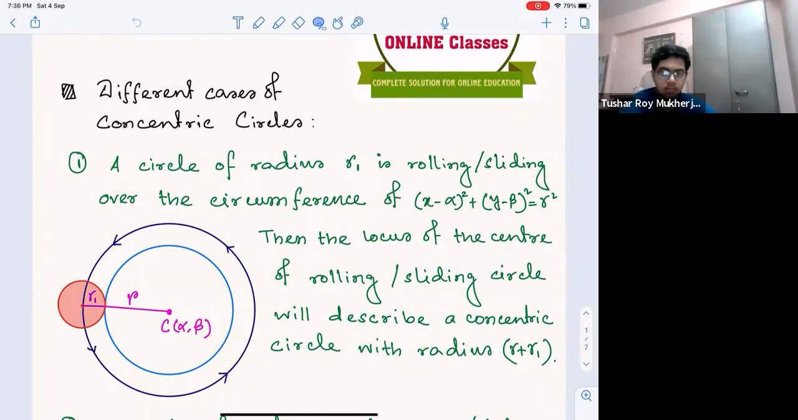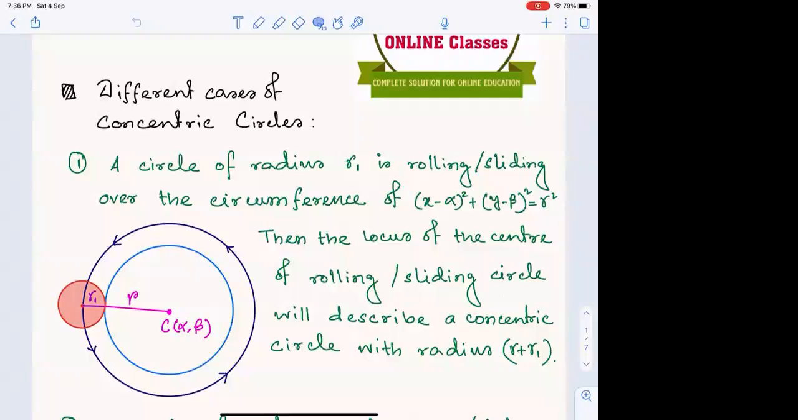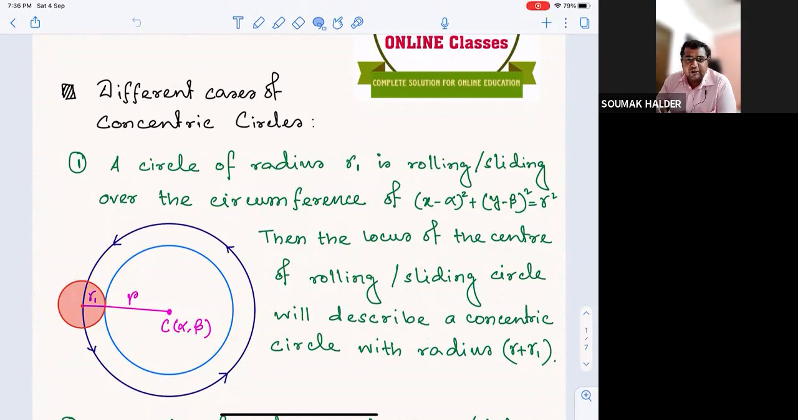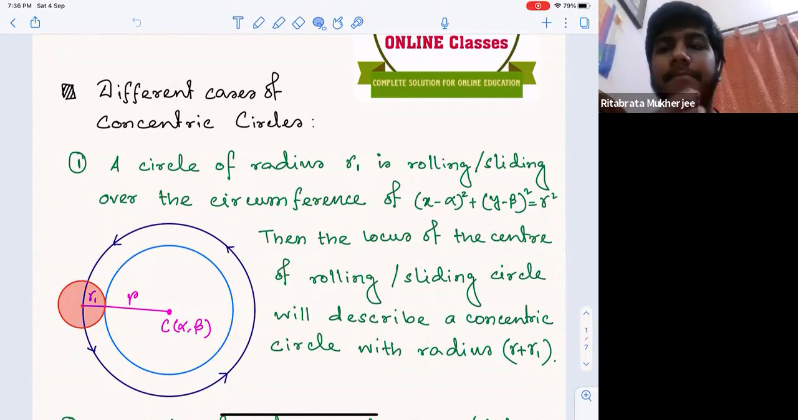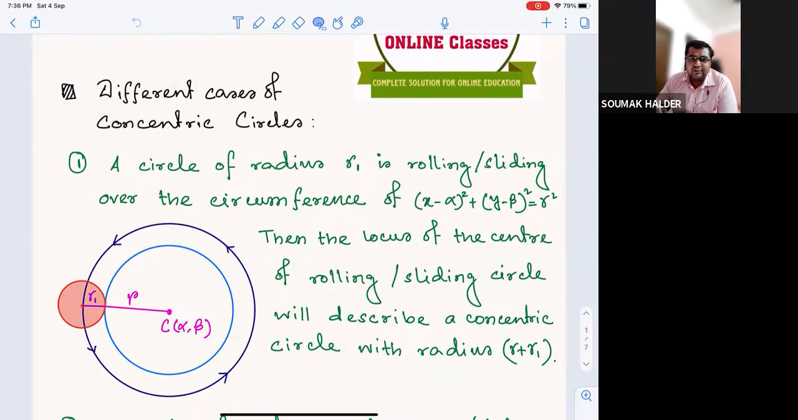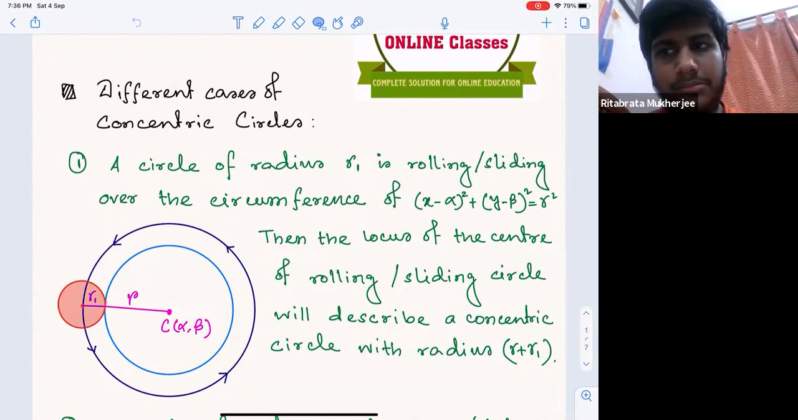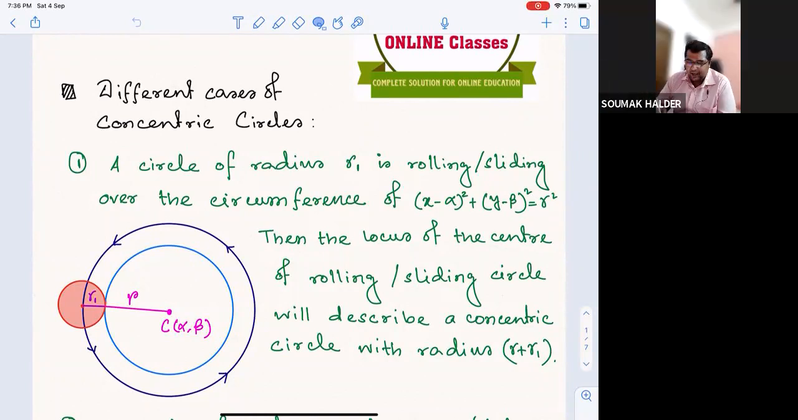Yes, sir. Because throughout the roll, the distance of the rolling center from the circumference will stay r1, as it is a circle rolling. Circle is symmetric in all directions. So even due to roll, the distance from the circumference of the light blue circle will never change. And if the distance from the circumference doesn't change, so is the distance from the center of the existing circle. Accordingly, we will have the locus as this greater circle, which is the concentric circle with new radius r plus r1.